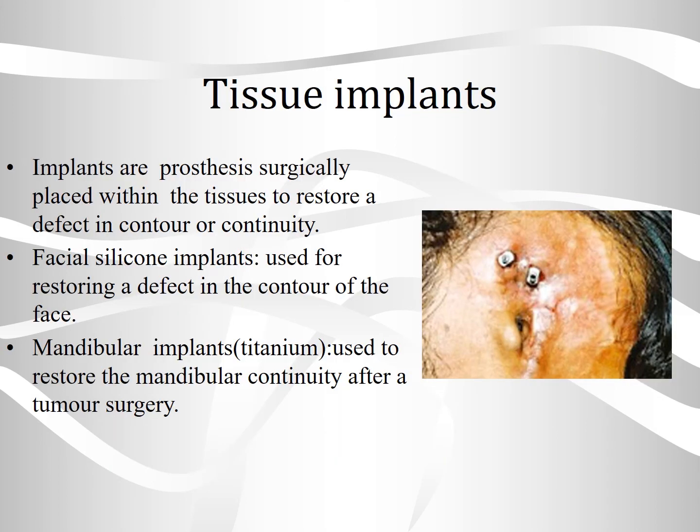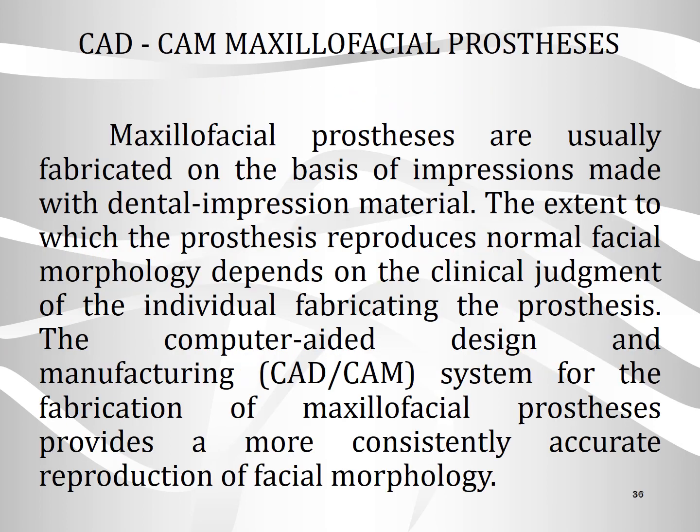So tissue implants. Implants are prostheses surgically placed within the tissues to restore a defect in contour or continuity. Facial silicone implants are used for restoring a defect in the contour of the face. Then come the mandibular implants, used to restore the mandibular continuity after a tumor surgery.